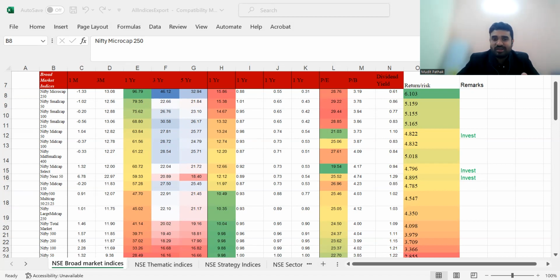It can be done by you as well very easily. आप देख सकते हो कि निफ्टी माइक्रो कैप 250 का एक साल का रिटर्न, ये मैं नहीं बता रहा हूँ. You can look into your data itself. Total return you will see is 96.79% in the last 1 year. And इसके stocks कौन कौन से हैं, आप ये top constituents you can see.